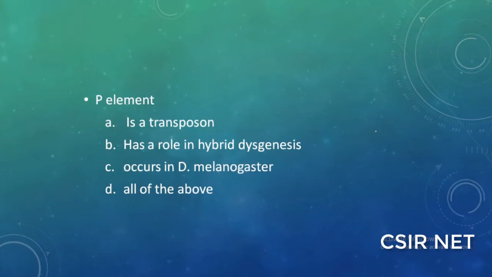Your time's up. So D is the option, which is all of the above. P element is a transposon. It has a role in hybrid dysgenesis, and it is found in D. melanogaster. So the right answer is D, all of the above.